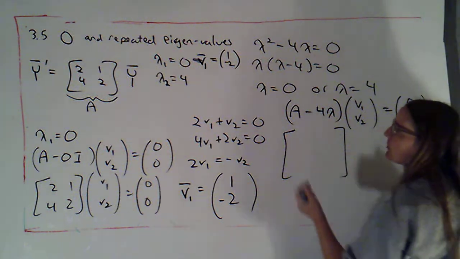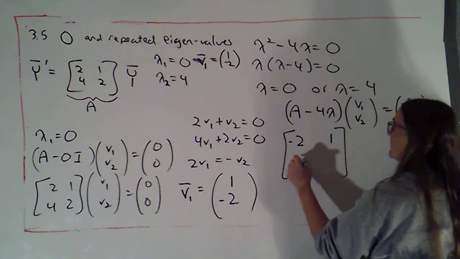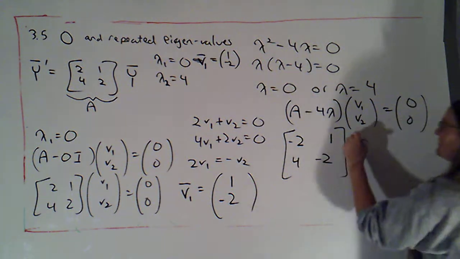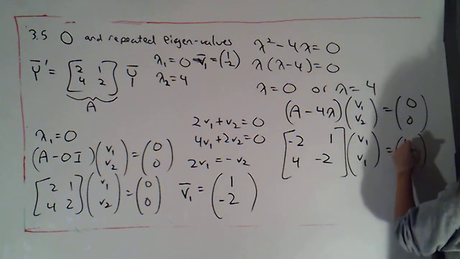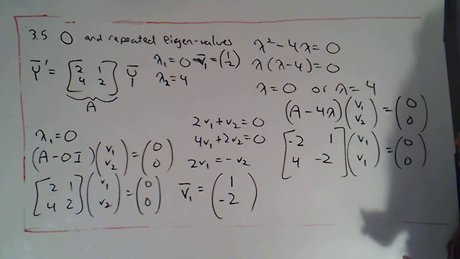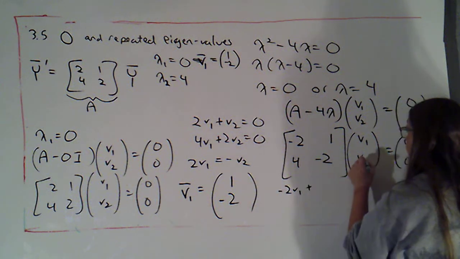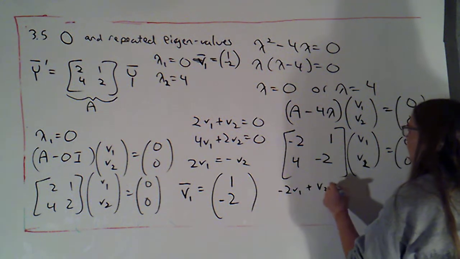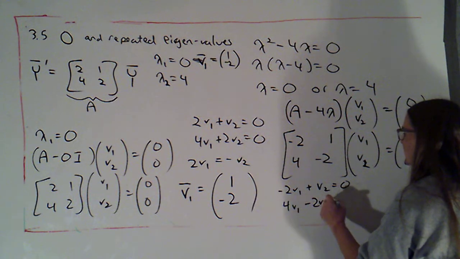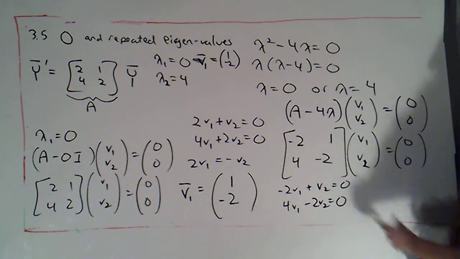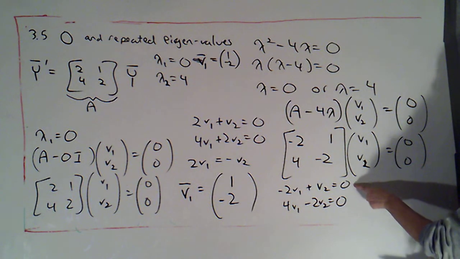So A minus 4 lambda is going to become the matrix [-2, 1; 4, -2] times [v1, v2] equals [0, 0]. So the corresponding system of equations is negative 2v1 plus v2 equals 0, and 4v1 minus 2v2 equals 0. Again, clearly a dependent system, because this equation is just negative 2 times this one.